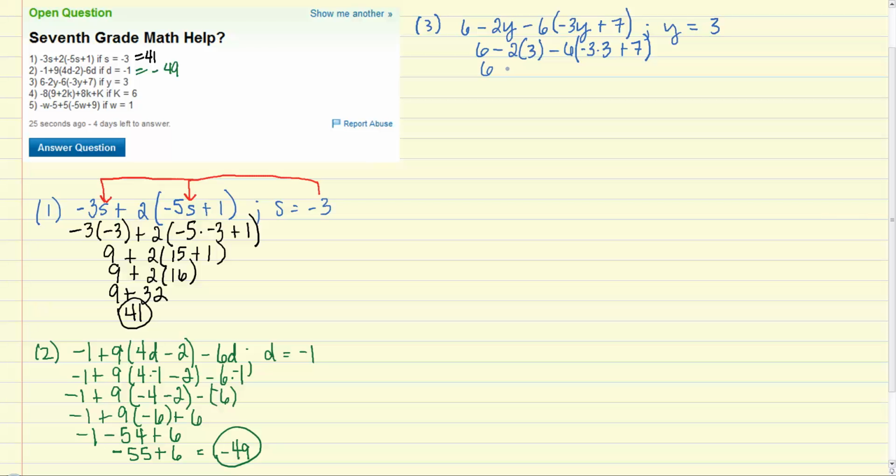6 minus 2 times 3 is 6, minus 6 times the quantity negative 3 times 3 is negative 9 plus 7. Negative 9 plus 7 is negative 2. So 6 minus 6 times negative 2 is plus 12. So 6 minus 6 is going to be 0, and it's plus 12. And that's just going to give us 12, the answer to number 3.